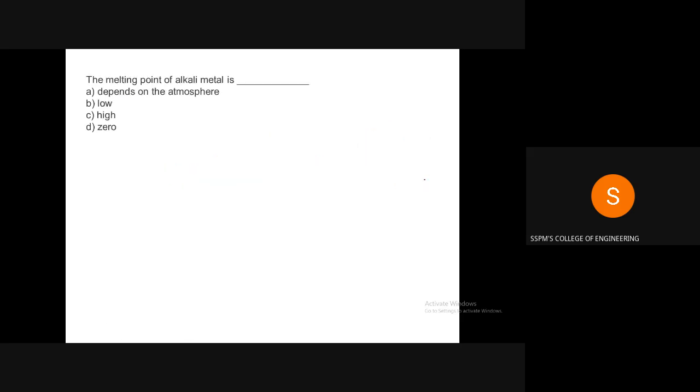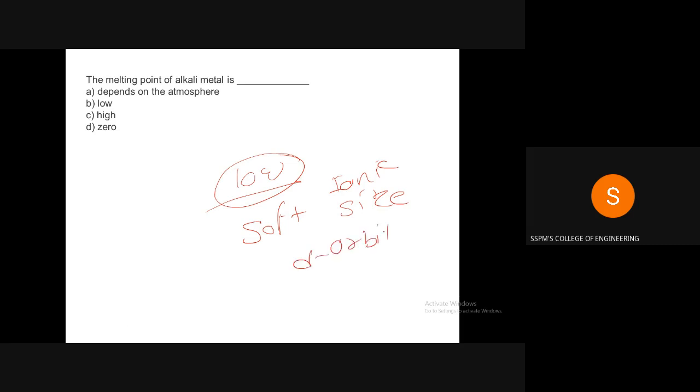Then the melting point of alkali metal decreases, or it is low. All alkali metals have low melting points because of their soft nature, their bonding, variation in ionic size of the metal, and d orbital contribution.